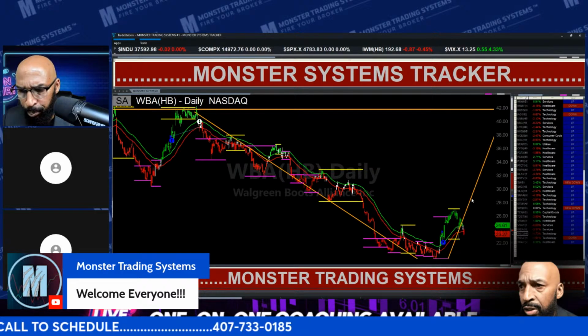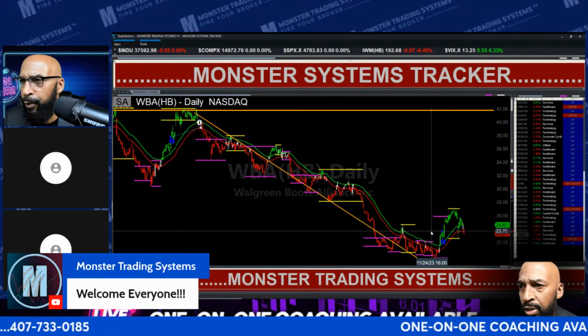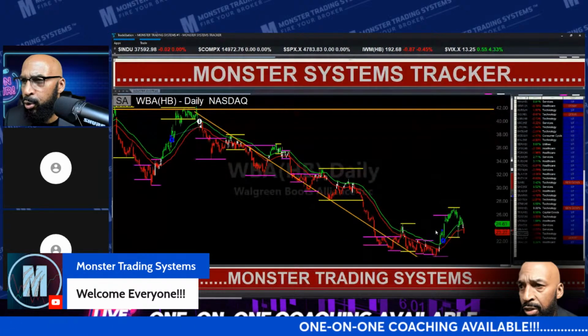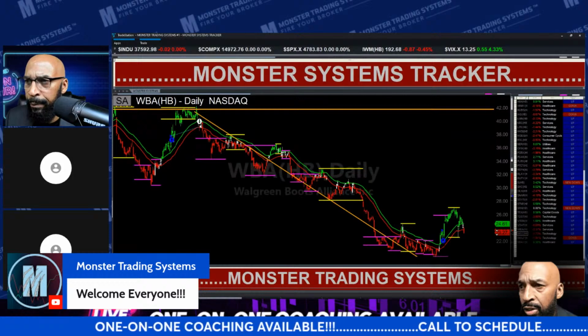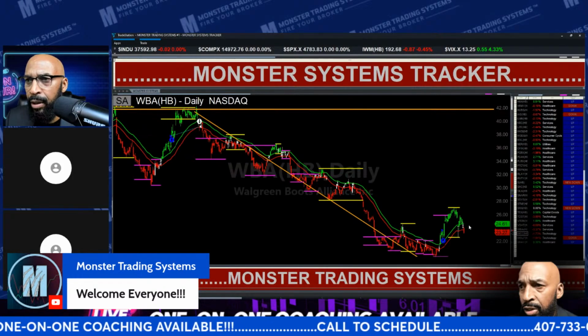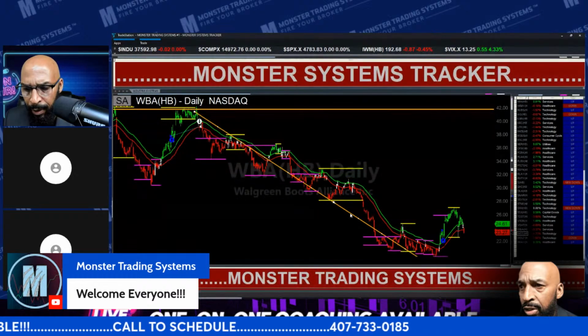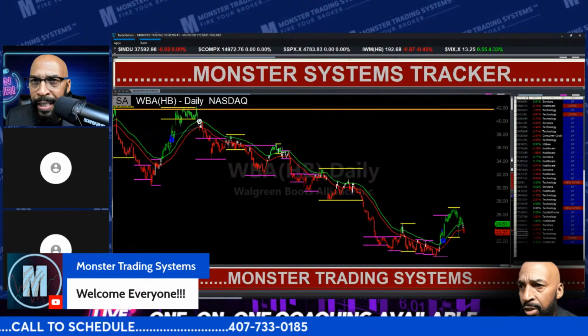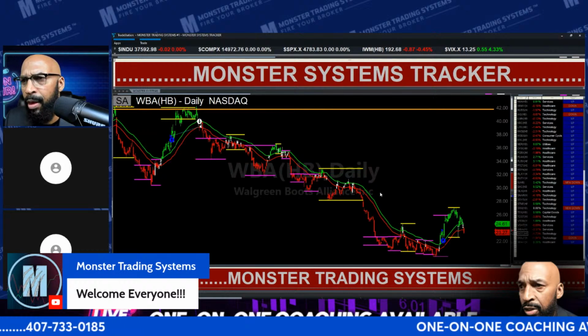WBA. Let's remove this. The buy signal here was at 23, and it closed at 23.66 on Friday. 23.27, closed the trade. A red candle came in here. We treat those red candles just like sell signals. Here, these white arrows there.